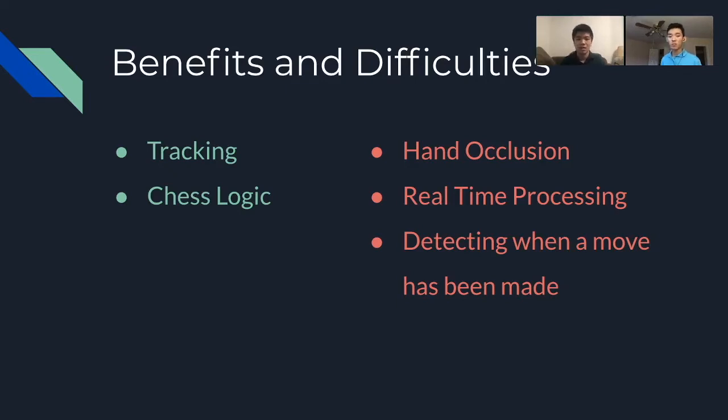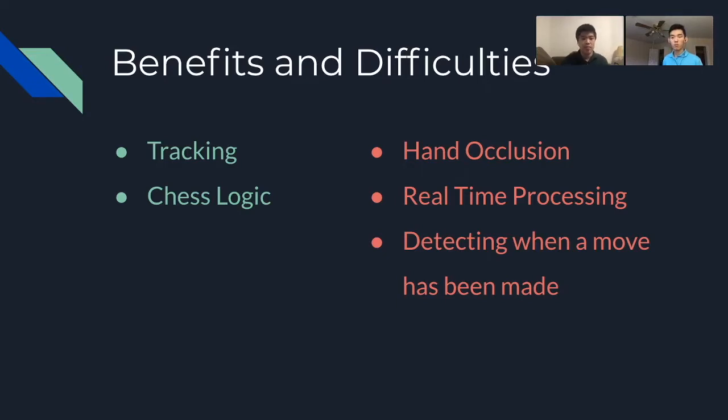And the last difficulty is detecting when a move has been made. As I mentioned earlier, when a player is making a move, their hand will be blocking a lot of the pieces and the lines. So we want to throw out those frames and not actually process those. We only want to process frames where there is no occlusion on the board.